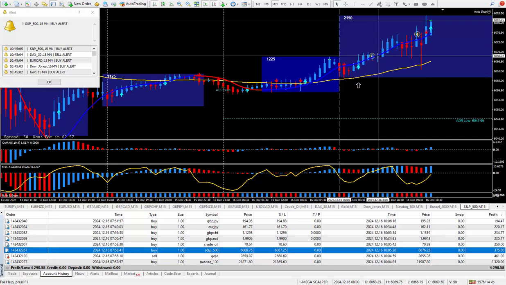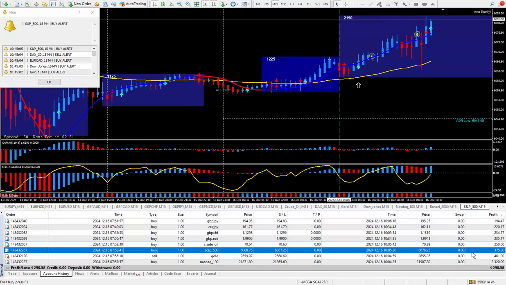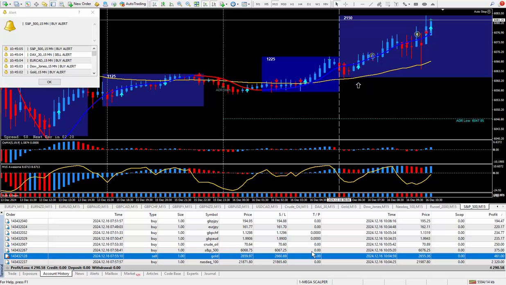So I got in at that point, closed it out here. As I said, it should be 75, and there it is right there. And that paid out $375. Okay, moving on to the next trade, which is gold.